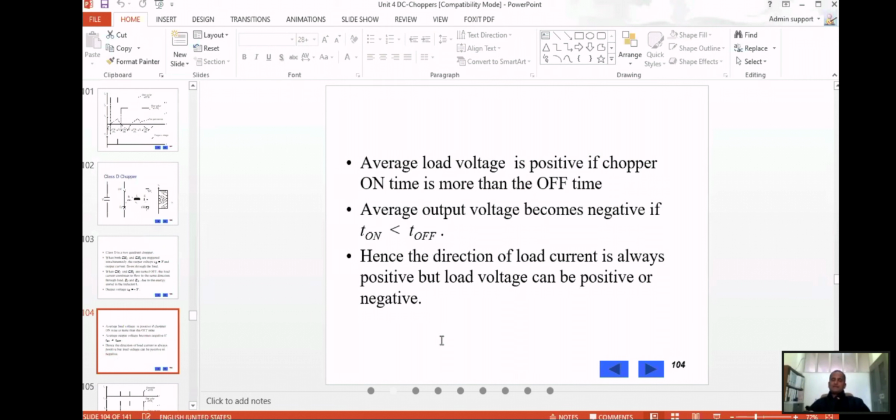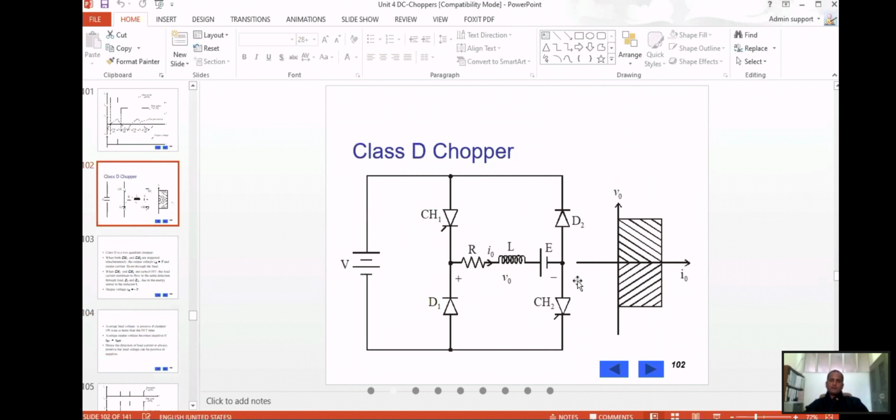So the second sentence clearly shows that if the T on period is less than the T off period, let's say T off is 2/3 of the total time period T, then the average output voltage will be negative. So the direction of the load current is always positive. If you see, the direction of the load current will always be positive because it's working on the first and fourth quadrant. So the current is always positive in this.